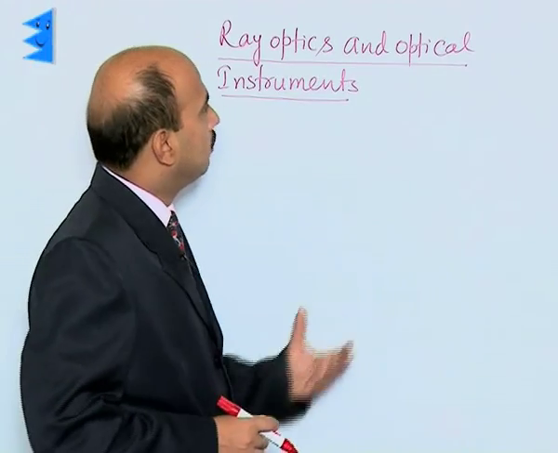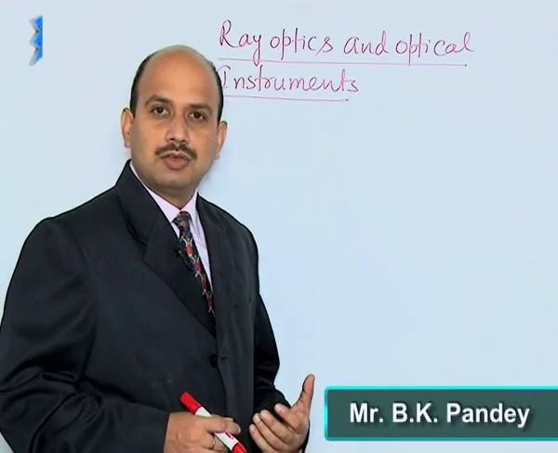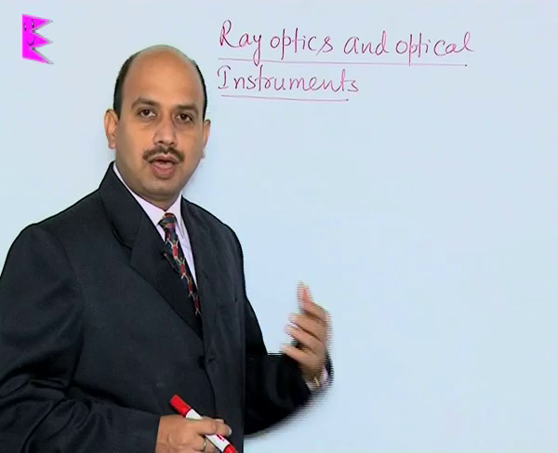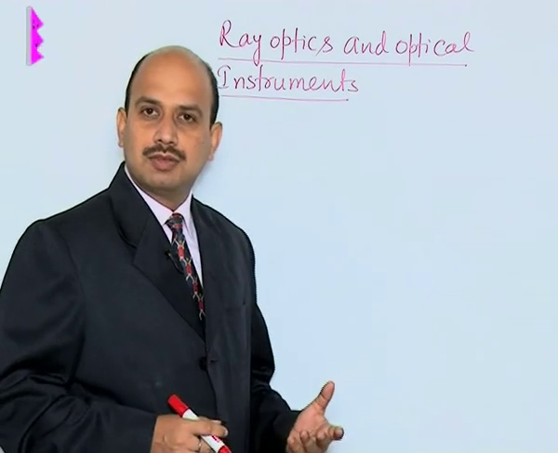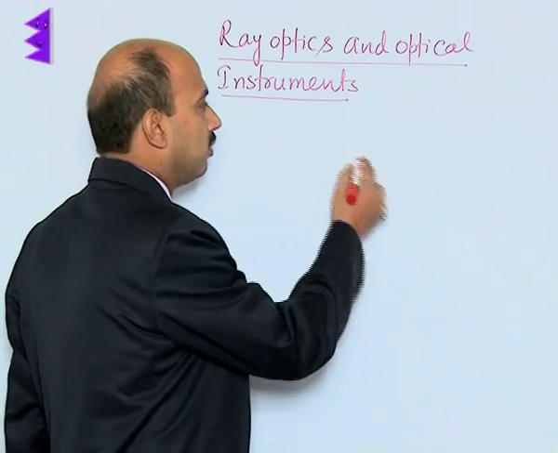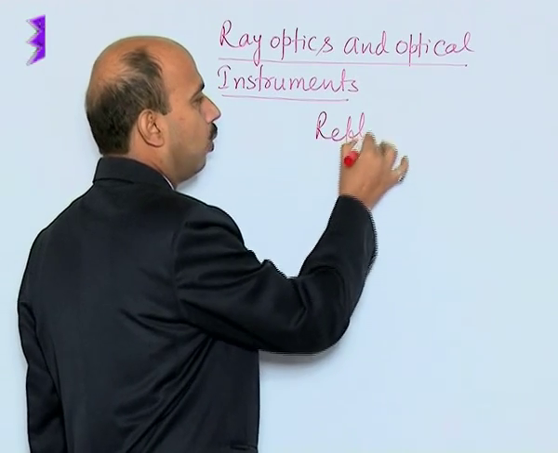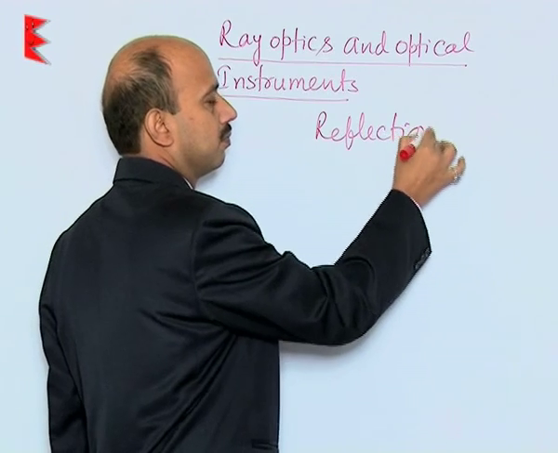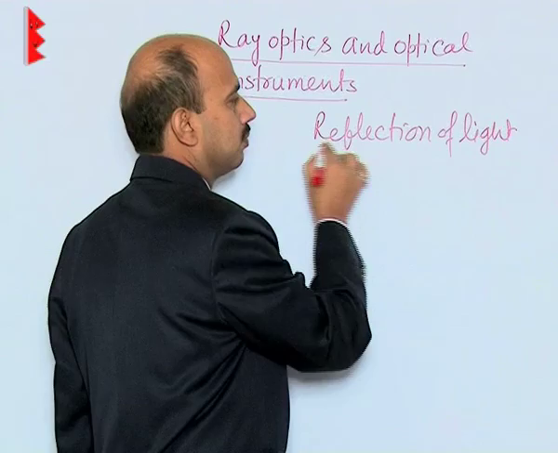Now see here, the next chapter is Ray Optics and Optical Instruments. This chapter is related to light. First we are going to do ray optics. The first concept of ray optics is reflection of light. So what do you mean by reflection?